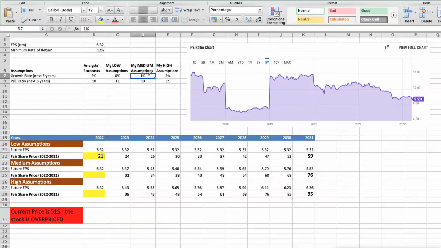Future growth rate would be average, 1%. Future PE would be average, 13. In this case, the fair value of the stock today would be $27.